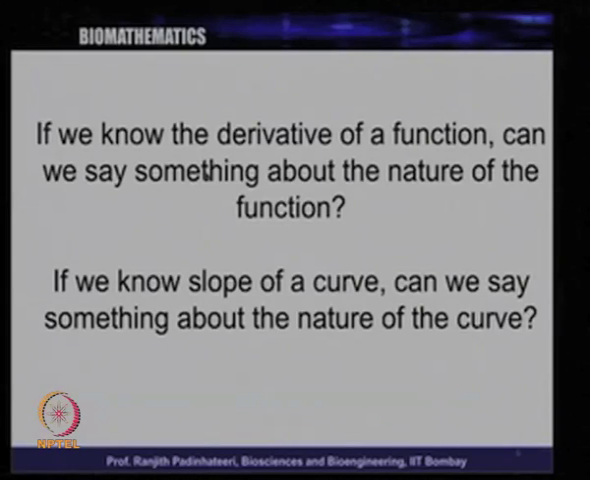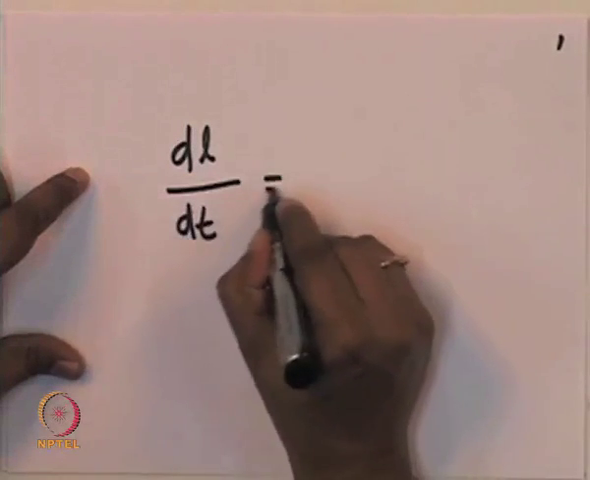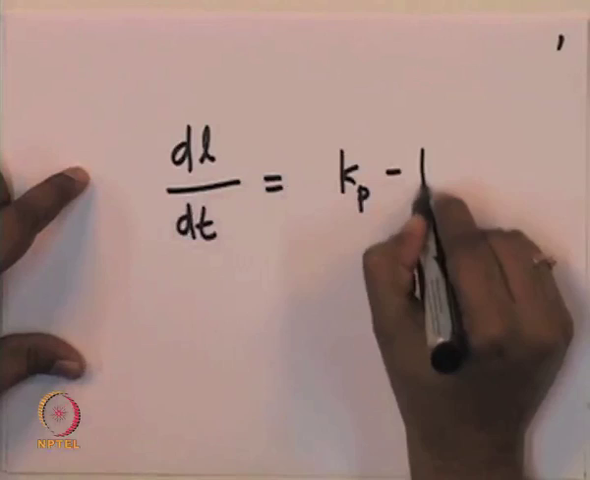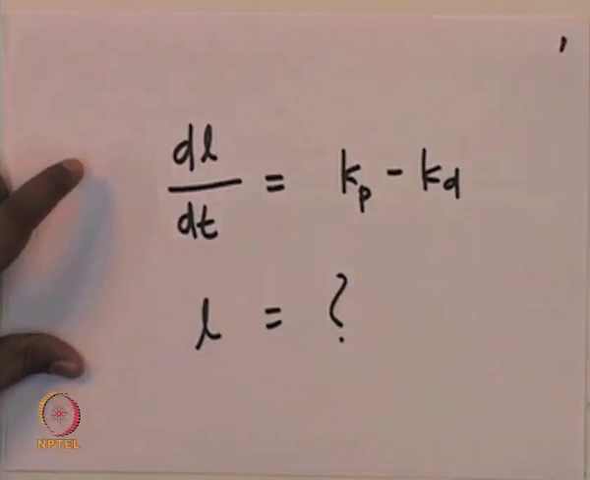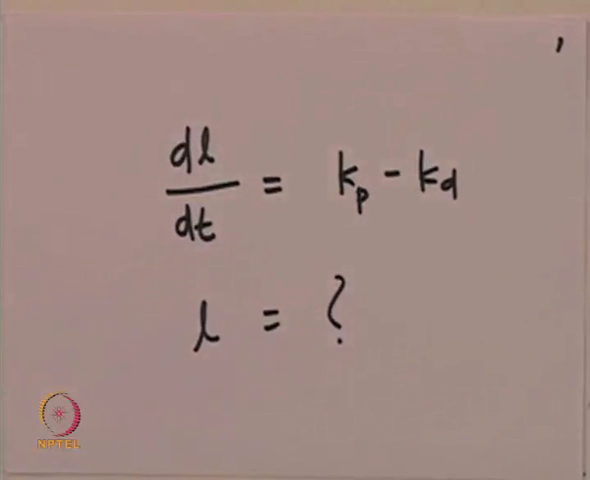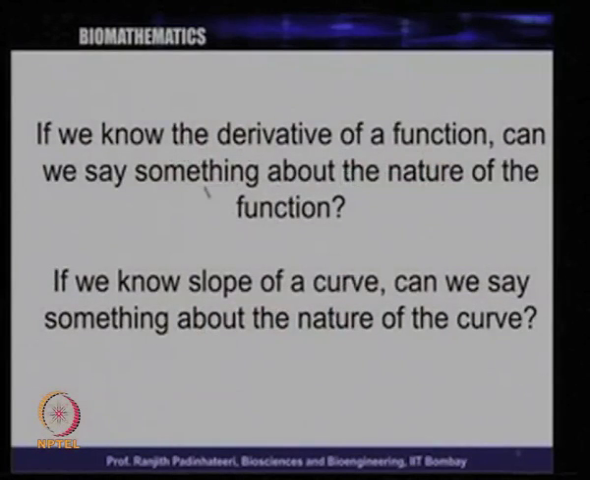Just to give you this idea, we had here dl by dt, we had kp minus kd. What is L? This is what this is asking. If we know the derivative of a function, can we say something about the nature of the function?